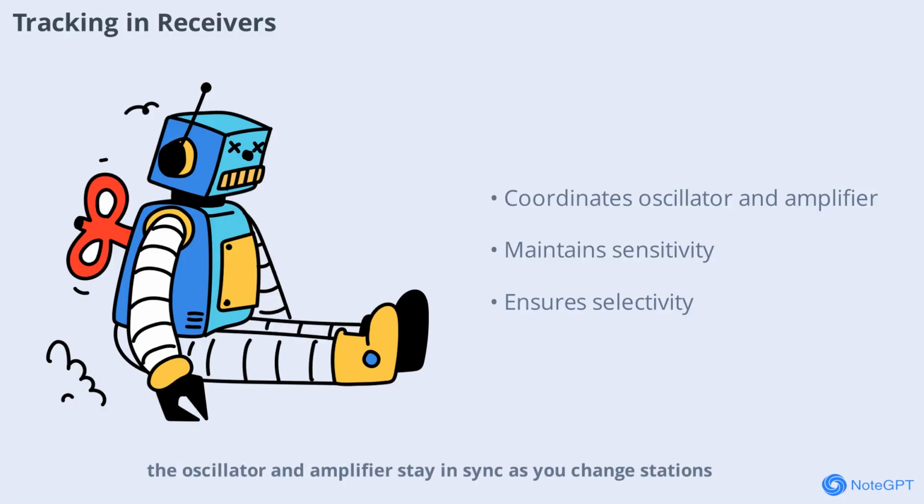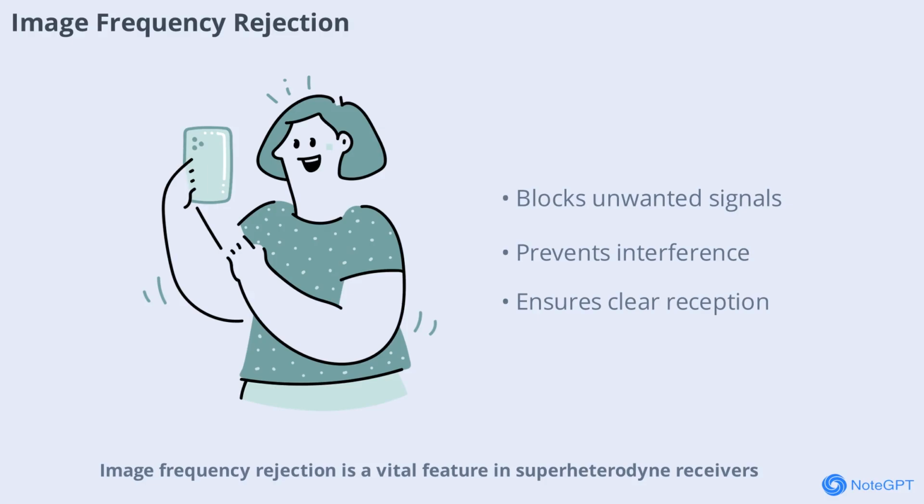Image frequency rejection is a vital feature in superheterodyne receivers. When mixing signals, unwanted frequencies called image frequencies can also be produced. If not properly filtered, these can cause interference and degrade reception quality. Image frequency rejection involves using filters and circuit design techniques to block these unwanted signals, ensuring clear and accurate reception.